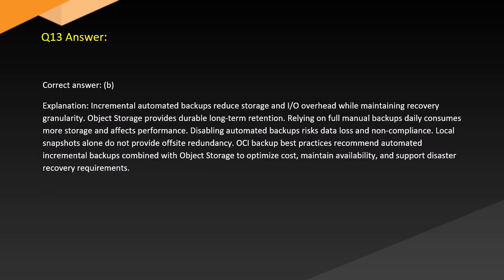Answer. Correct answer: B. Explanation. Incremental automated backups reduce storage and I/O overhead while maintaining recovery granularity. Object storage provides durable long-term retention. Relying on full manual backups daily consumes more storage and affects performance. Disabling automated backups risks data loss and non-compliance. Local snapshots alone do not provide offsite redundancy. OCI backup best practices recommend automated incremental backups combined with object storage to optimize cost, maintain availability, and support disaster recovery requirements.